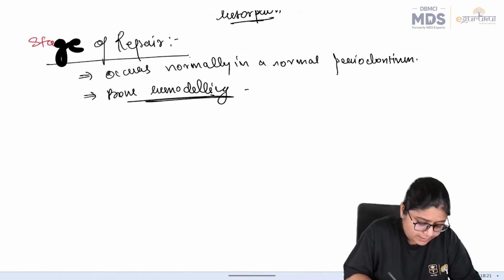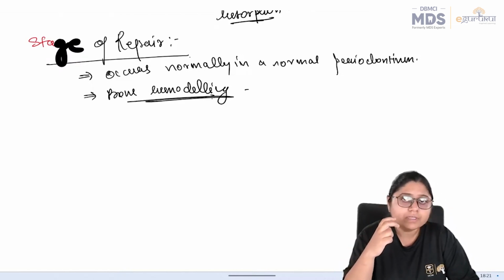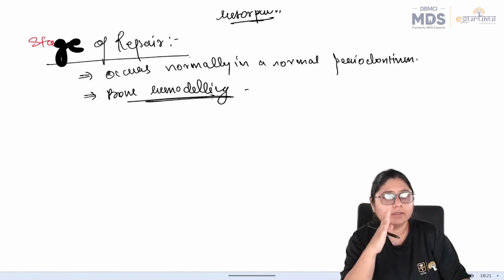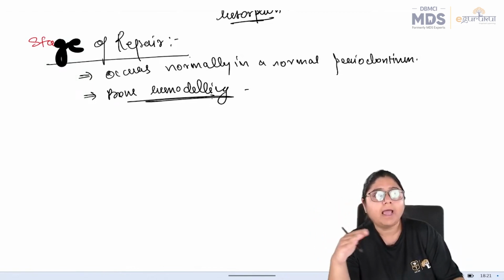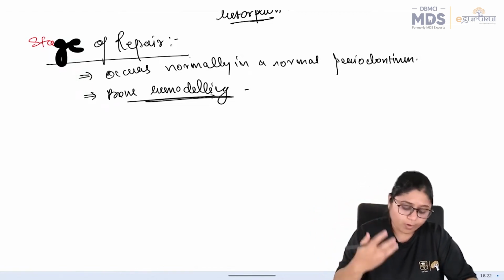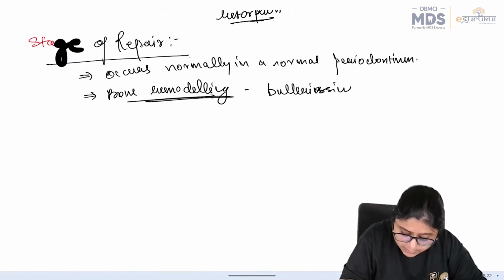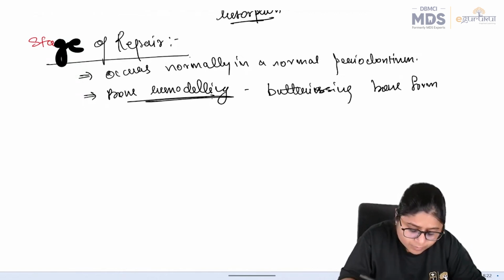So in this remodeling, if abnormal forces of occlusion are there, then what will happen? At one side there will be continuous resorption, and at the other side there will be continuous deposition. So what will happen? There will be buttressing bone formation. Now what is buttressing bone formation?